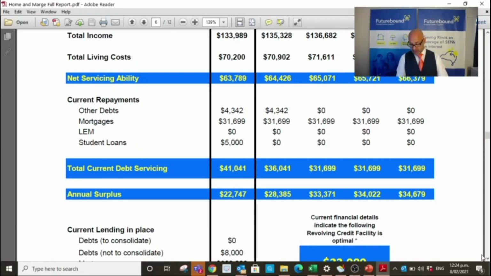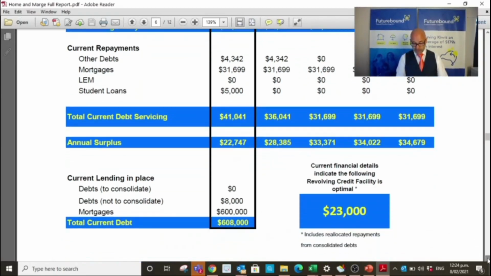Okay, so down here, if I just scroll a little bit more, because this couple here, Homer and Marge, have an annual surplus of, was it, 22,747. You'll see that in the box here. This tool is saying that their optimum revolving credit or offset facility should be 23,000. It's slightly bigger than what their annual surplus is.